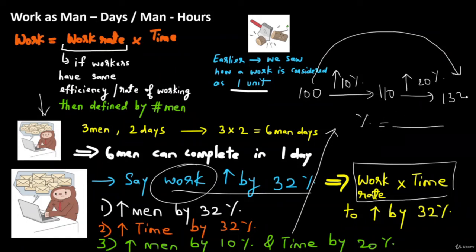So the change over here is 132 minus 100, which is 32, and the initial value is 100. So that's a 32% change, which is what we had over here. So these are various ways in which you can deal with an increase in work.